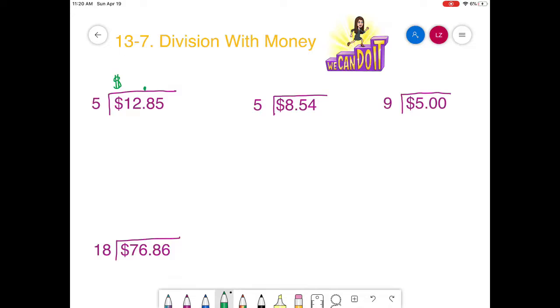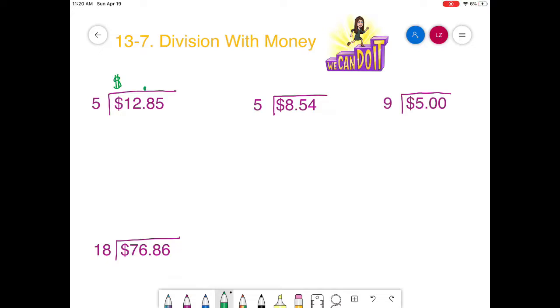Now, does 5 go into 1? It does not. We are not going to put our X up here or our 0 like we typically do in our division, because we do not have X's in our dollar amounts, nor do we have zeros in spots before we get to our actual dollar. So we are going to resist what we have done in putting that X or that 0 as a placeholder there, and we're just going to go on to 5 goes into 12.